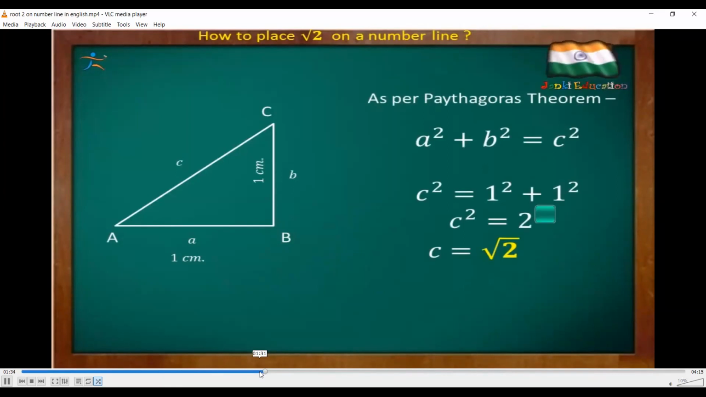A squared plus B squared is equal to C squared. So C squared is equal to what? 1 squared plus 1 squared. C squared is equal to 2. What is C? C is equal to root 2.